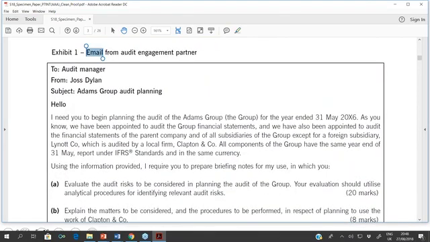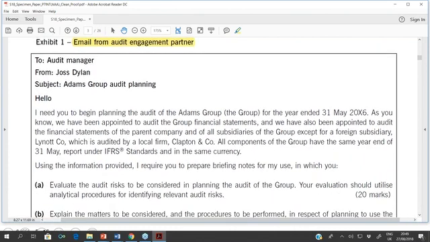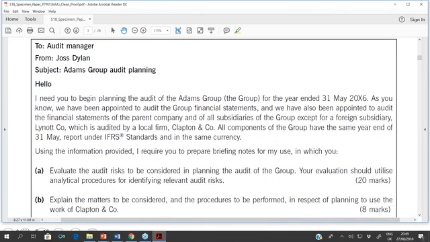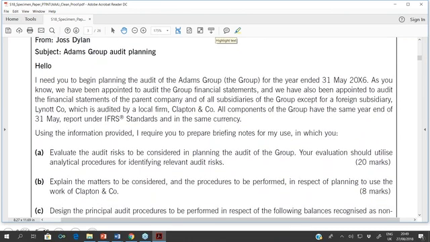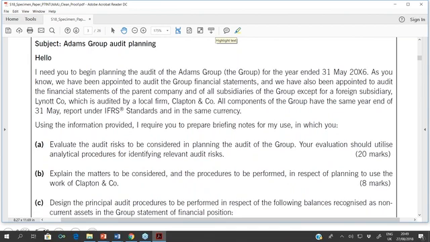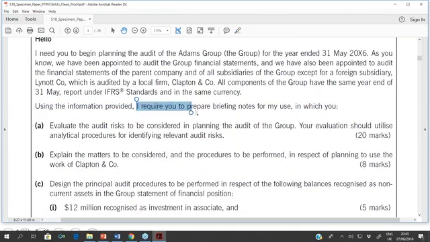In the first exhibit, you can see there is an email from the partner. The email from the partner is just like the previous question number 1. I hope you can see this interface of the exhibit 1, and you can say this is exactly like the previous question number 1, which used to come in the June 18 exams. It says to the manager from JOS, subject is the audit planning. The partner says hello, and I require you to prepare a briefing note for my use, which carries 4 marks.